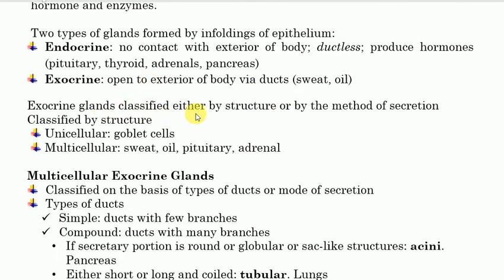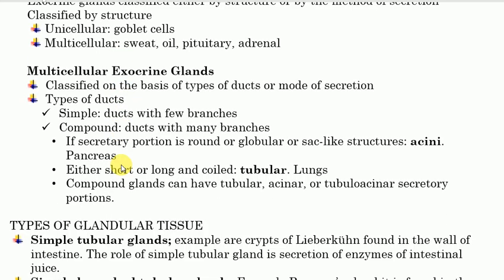Exocrine glands can be classified either by structure or by method of secretion. To classify according to structure, tuna unicellular kwa mfano goblet, na tuna multicellular kwa mfano sweat, oil, pituitary pamoja na adrenal. Hizo nani? Exocrine glands. Lakini pia tuangalie tu kwenye hizi multicellular exocrine. Multicellular exocrine, they can be classified based on the type of duct or mode of secretion.